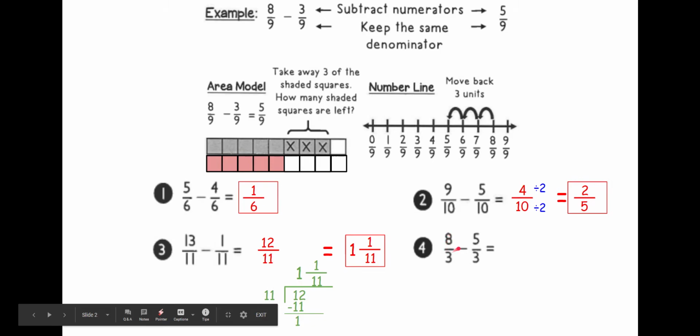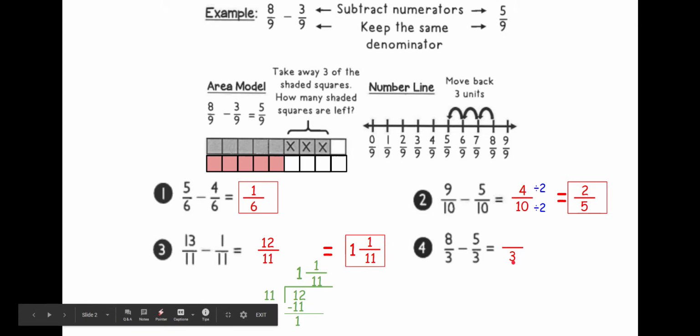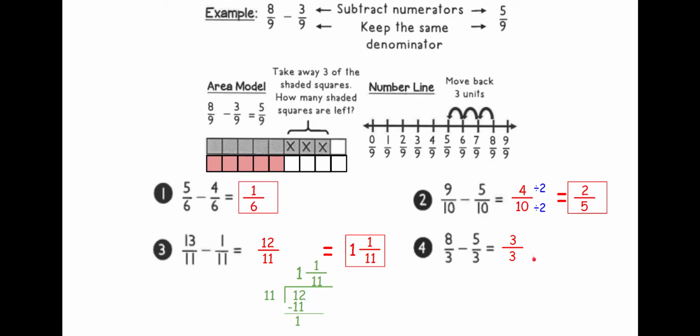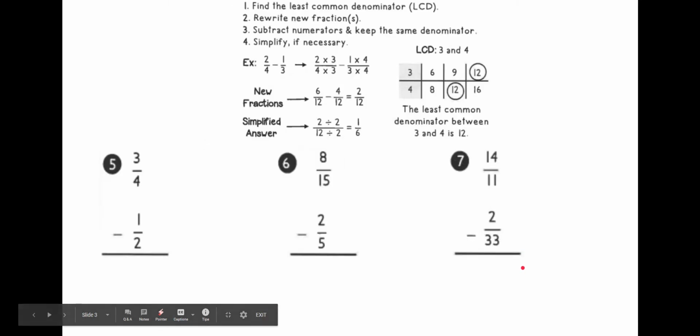All right, finally, number 4. We've got 8 thirds minus 5 thirds. Our denominator is 3, so we don't have to do much there. 8 minus 5 is 3. And we are not done here, because remember, you can reduce this. You can say, oh, I can divide the top and bottom by 3, and I end up with 1 over 1. Or you can just remember that a fraction is a division problem, and 3 divided by 3 is just 1 whole. Or 3/3 of something is 1 whole, which means the answer is 1. Tricky. Let's go to the next section.